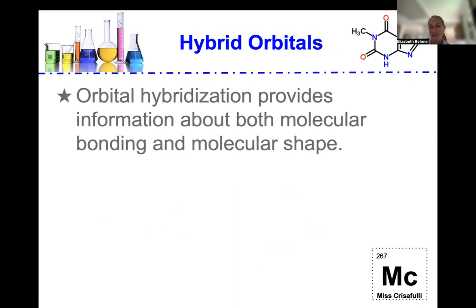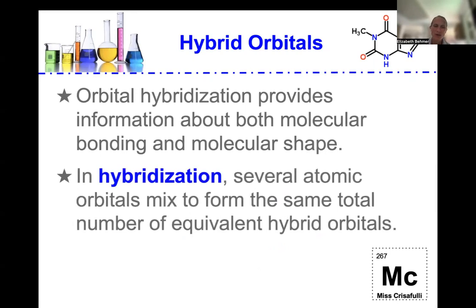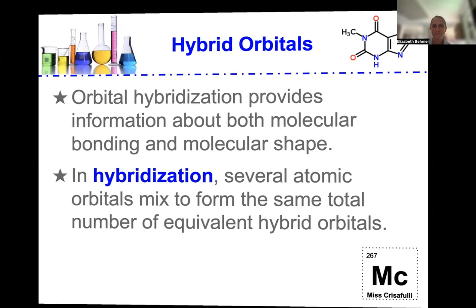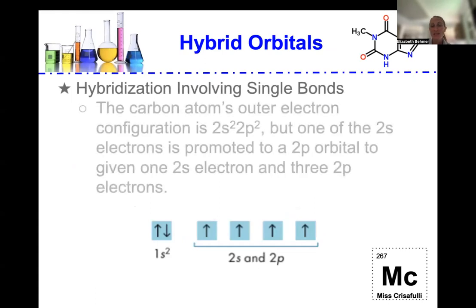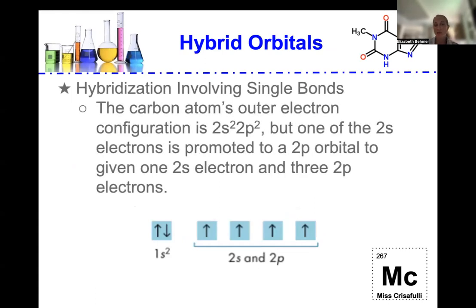Orbital hybridization provides information about both molecular bonding and molecular shape, and in hybridization, several atomic orbitals mix to form the same total number of equivalent hybrid orbitals. Hybridization involving single bonds. So for example, the carbon atom's outer electron configuration is 2s2 and 2p2. As you can see, this outer electron configuration has these 4 electrons. But one of the 2s electrons is promoted to a 2p orbital to give 1 2s electron and 3 2p electrons.